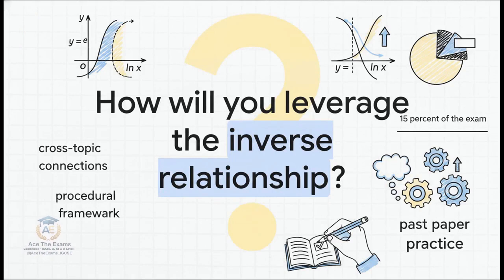So I'm going to leave you with this final pivotal question to chew on. How will you leverage the inverse relationship of e to the power of x and ln x to unlock cross-topic connections and secure that massive 15% of your exam? Don't just let this information fade away. Think deeply about how the procedural framework we covered today connects to the entire broader syllabus. Take this exact strategy, deconstruct the question, avoid the traps of Alex and Sam, and go master your very next past paper. Keep learning, keep practicing, and we'll see you in the next explainer.